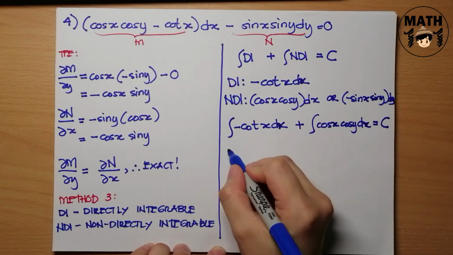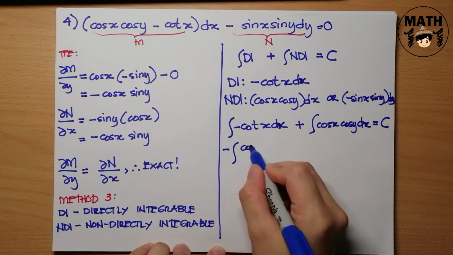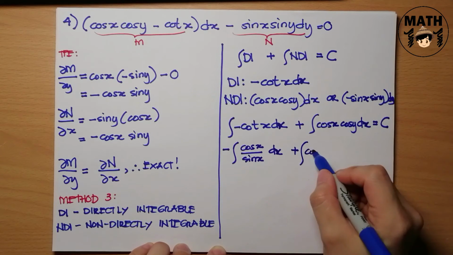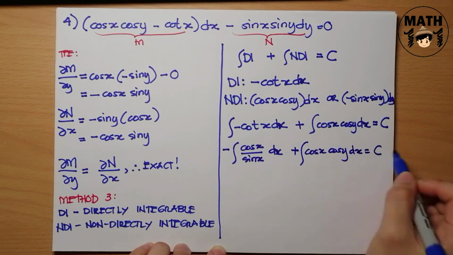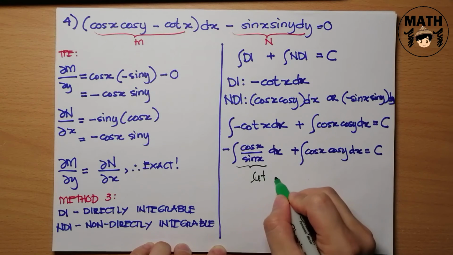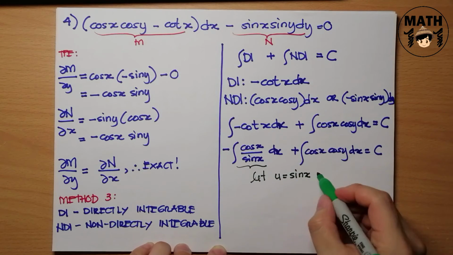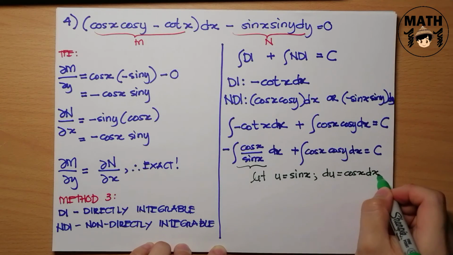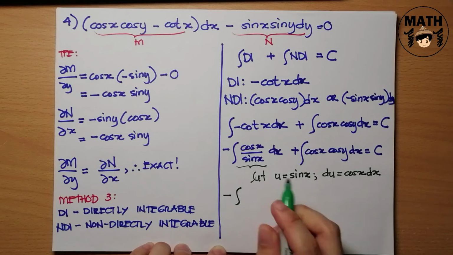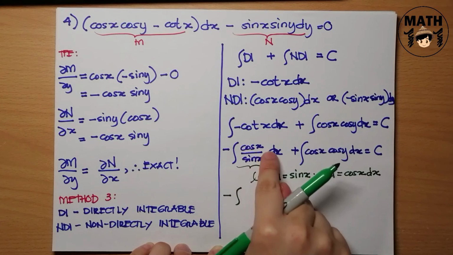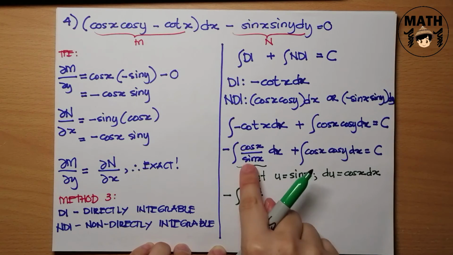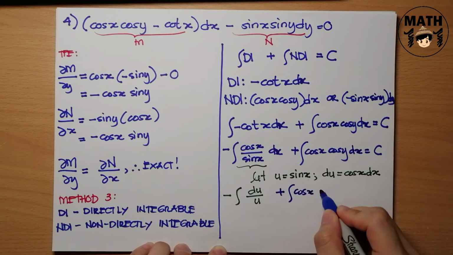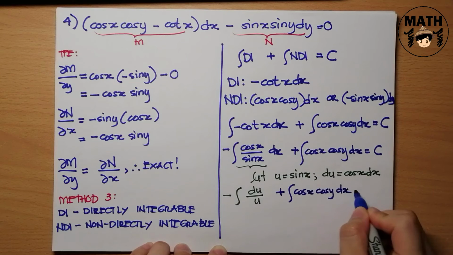I-replace natin si cotangent x ng cosine of x over sine of x dx. Plus, copy ko lang tong second term. Paano natin isa-solve ito? Palitan natin si sine x ng u. Solving for the derivative ng both sides, du is equal to cosine x dx. We can see here na negative du is equal to cosine x dx. Ito yun. Over sine x, which is u, plus the integral of cosine x, cosine y, dx equals c.